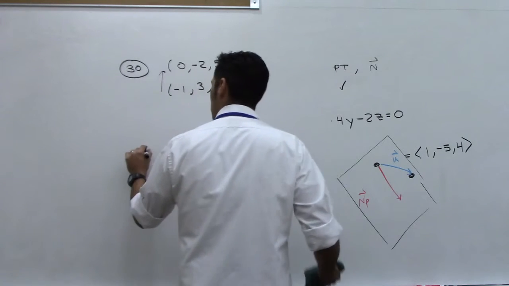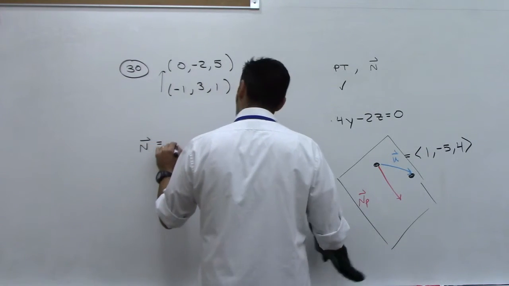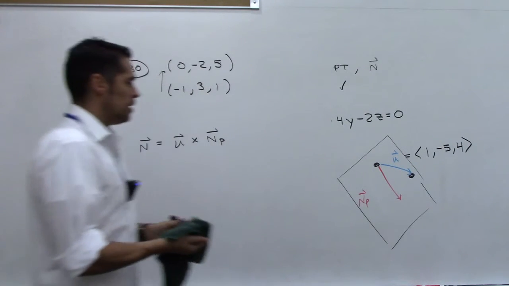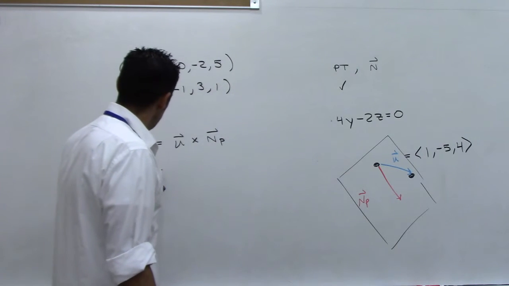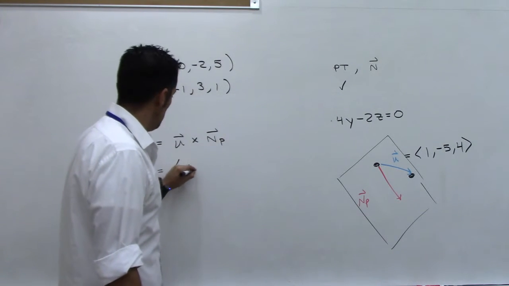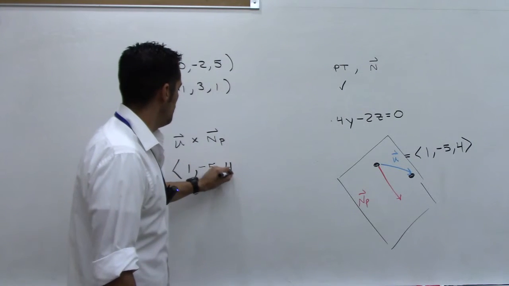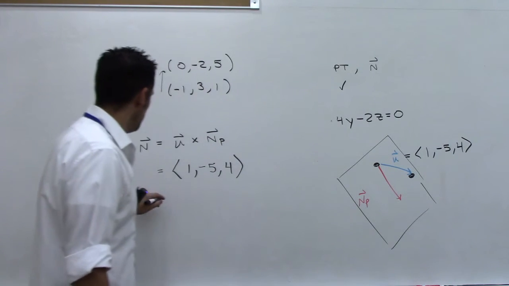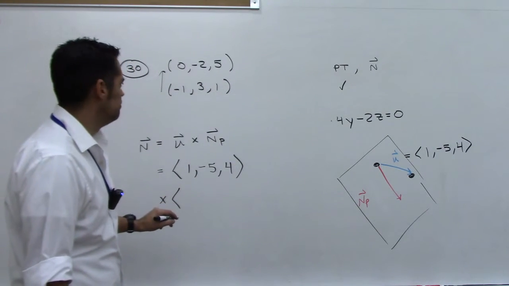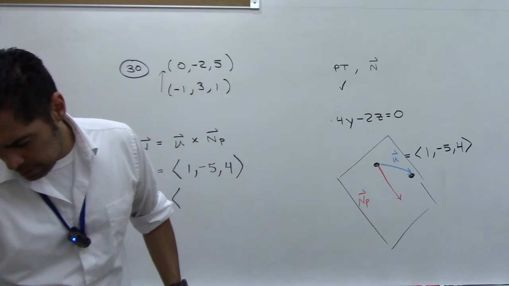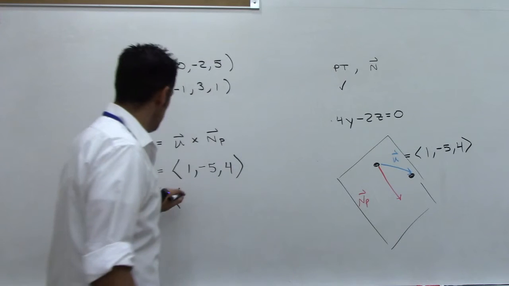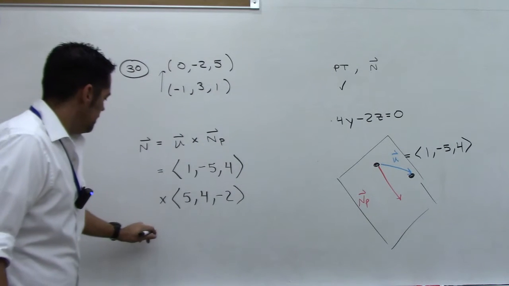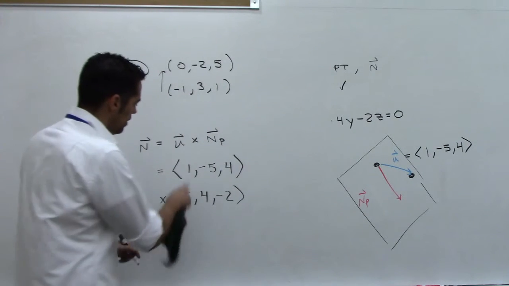So the normal that I'm looking for is going to be the cross product of u and the normal of that perpendicular plane, which for me is the cross product of 1, -5, 4. That's this. And then the normal of the perpendicular plane, which I erased, but it is 5, hold on, let me look at, it's 5, 4, -2. All right, let's figure out what that is. That is covering up the I.